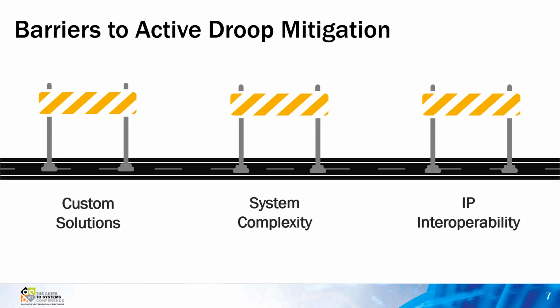Can an active droop mitigation solution complement or replace the passive techniques? An active droop mitigation solution will need to be able to detect a voltage droop and then rapidly reduce the clock frequency to provide additional timing margin.